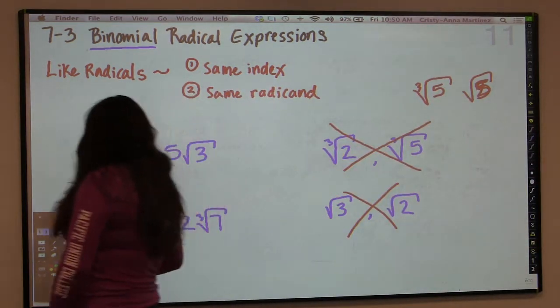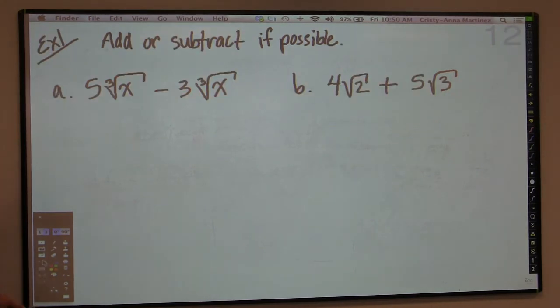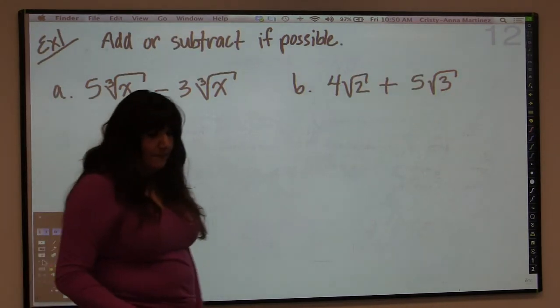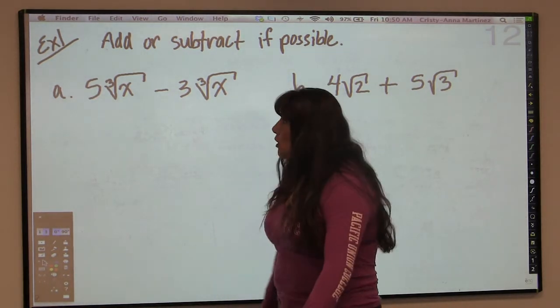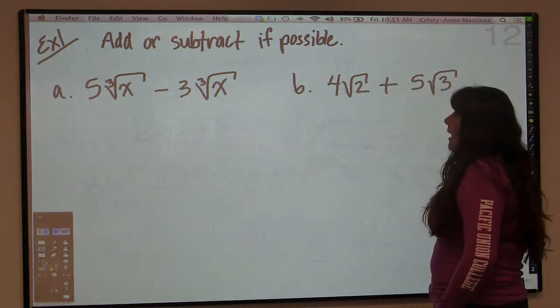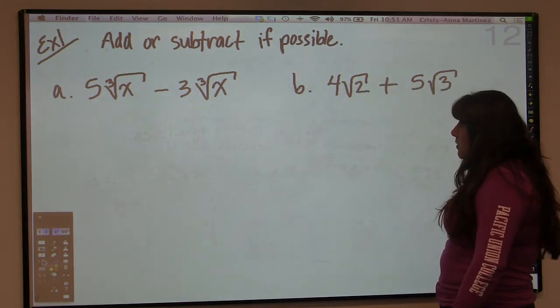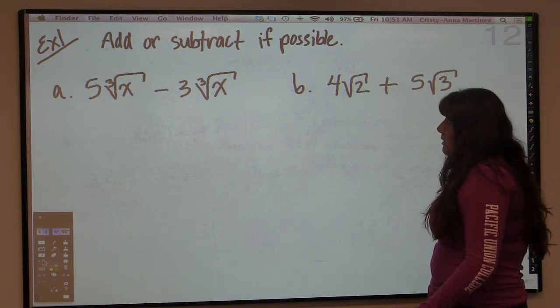So once you have like radicals, then you can add and subtract them. You cannot add and subtract binomial radicals unless they are like radicals. So in this case it says add or subtract if possible. The reason why it says if possible is because it wouldn't be possible if they didn't have like radicals.